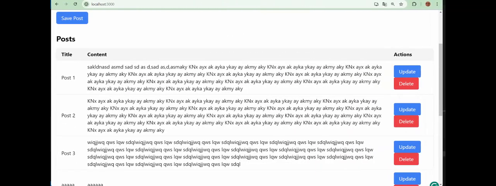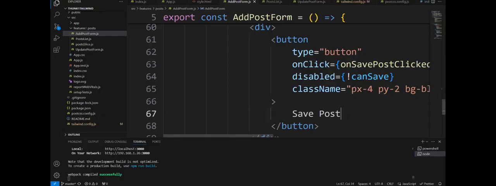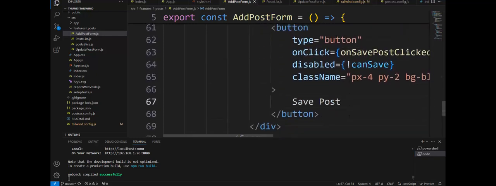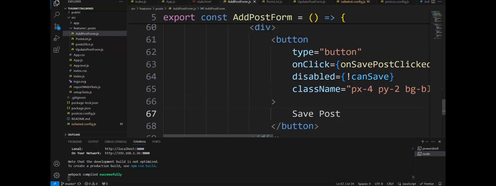And okay, I can see a little. You can always, it is the add post form. You can always, here it is, class.